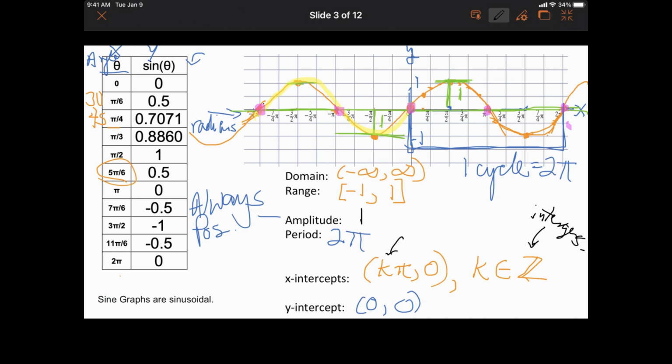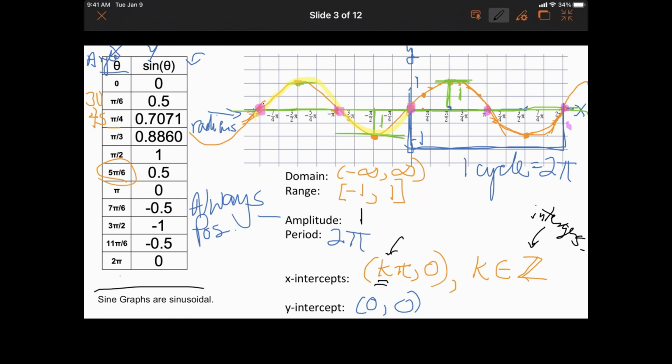So that's -2 times pi. That's -1 times pi. That's 0 times pi. That's 1 times pi, 2 times pi, and so on and so forth. We will see k often when we do trig functions. That idea will come back, right?